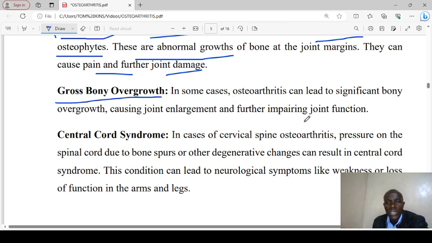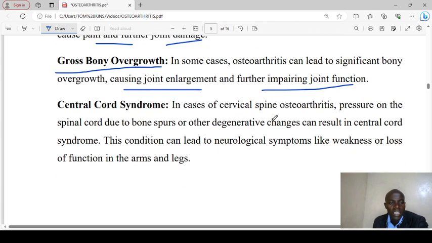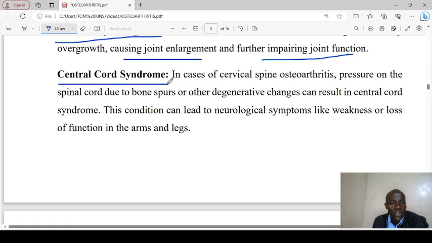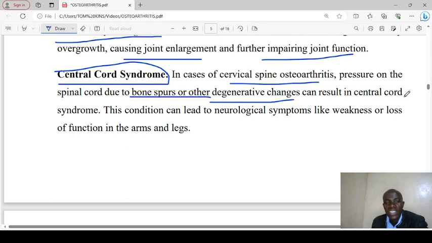In some areas, osteoarthritis can lead to significant bone overgrowth, causing joint enlargement and further impairing joint function. We also have central cord syndrome. In some cases of cervical spine osteoarthritis, pressure on the spinal cord due to bone spurs or other degenerative changes can result in central cord syndrome. This condition can lead to neurological symptoms like weakness or loss of function in the arms and legs.